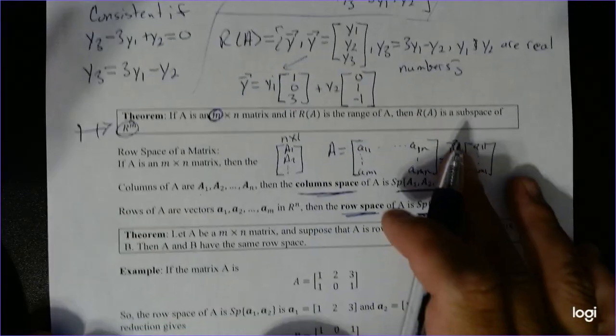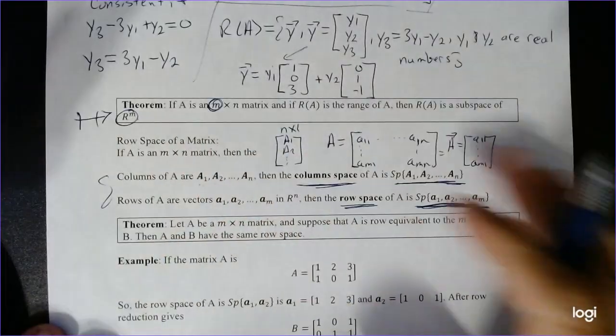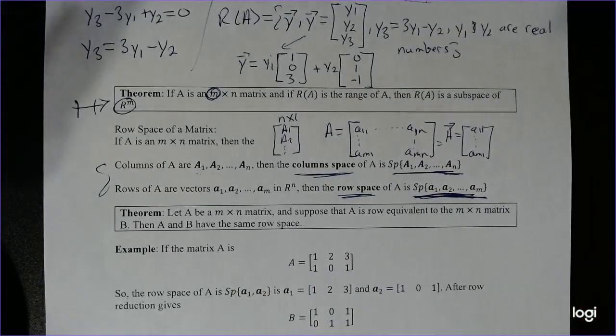Okay. So now, why is that important? So the last theorem of this portion is: let A be an m by n matrix, and suppose A is row equivalent to the m by n matrix B. We'll talk about that in a little bit. Then A and B have the same row space.